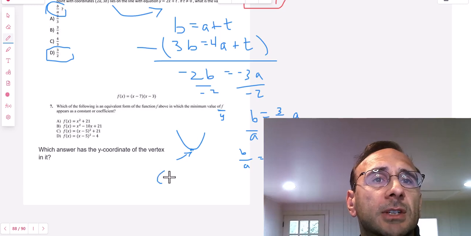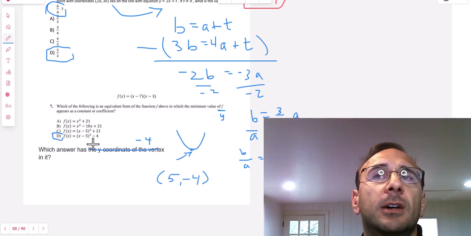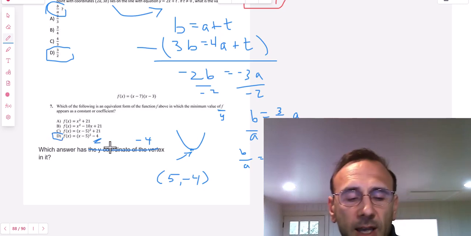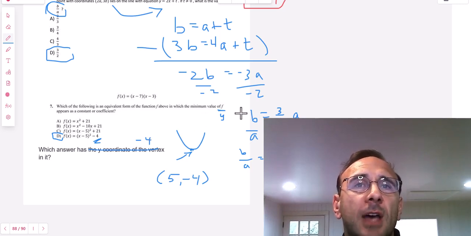So you can graph it on Desmos. You would get that the vertex is (5, -4). So the question becomes, which answer has negative 4 in it? And only D has that value. So occasionally they'll ask something like that, not for the solution, but what answer happens to have that number in it.